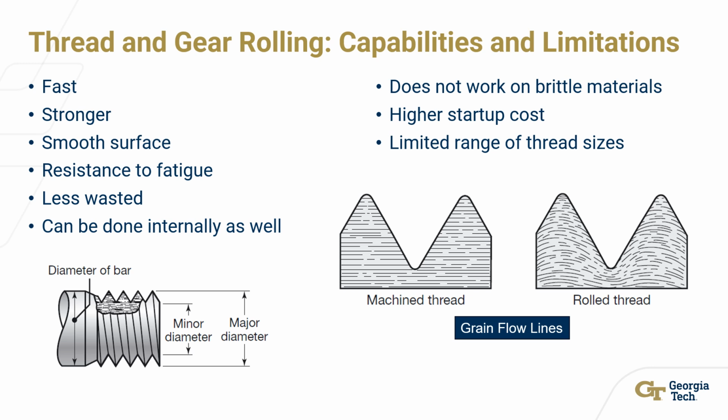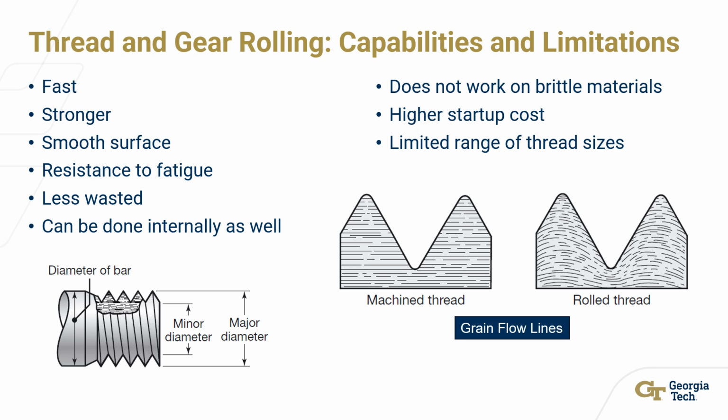The capabilities of thread and gear rolling are that it can produce threads extremely fast, with a smooth surface, resistance to fatigue, and higher strength threads due to their grain flow pattern. It also requires a round stock of smaller diameter to produce the same major diameter as that of a machined thread, and avoids wasting material since the threads are not cut out like machined threads. Thread rolling can also be done internally with a fluteless forming tap, and produces accurate threads with good strength.